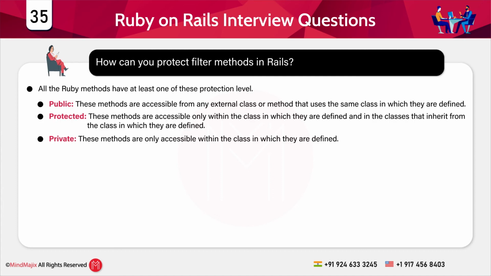All the Ruby methods have at least one of these protective levels: public, protected, and private. So public, these methods are accessible from any external class and methods that use the same class in which they are defined. Protected, these methods are accessible only within the class in which they are defined and in a class that inherits from the class in which they are defined. Private, these methods are only accessible within the class, so outside the class they cannot be accessed.